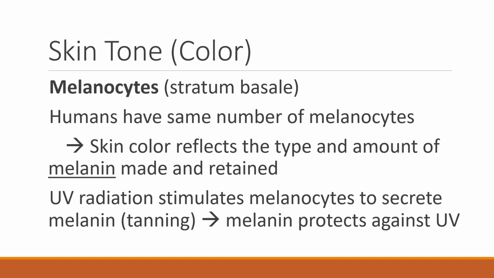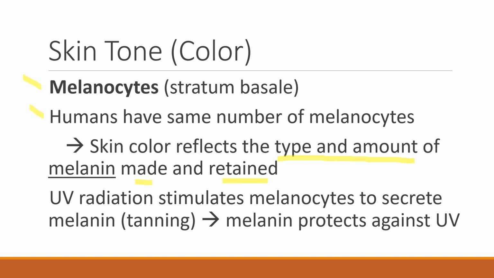Okay, I think this is almost review. We already talked about these things. So melanocytes, they're in the stratum basale. Humans essentially have about the same number of melanocytes. I mean, it's not precisely the same number, but you get the idea. It's not the number of melanocytes that determines skin tone. It's the type and amount of melanin that's not only made but also retained.